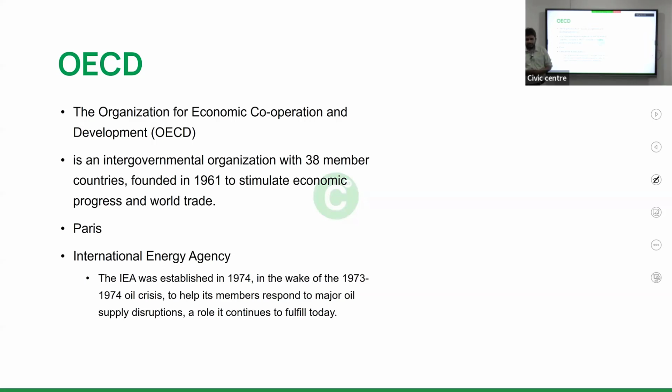OECD consists of around 38 members. OECD also established the IEA, very important, the International Energy Agency. The International Energy Agency's secretariat lies in the secretariat of OECD. OPEC releases the World Oil Outlook, whereas this one releases the World Energy Outlook. That one is Oil Outlook, this one is Energy Outlook.